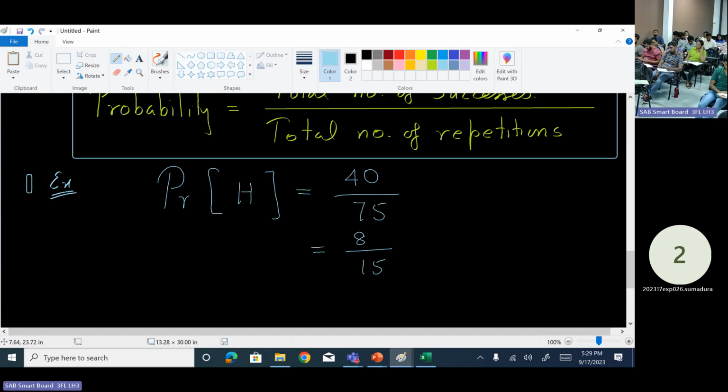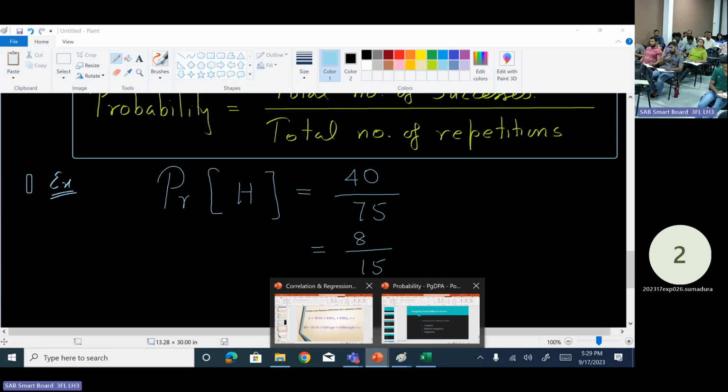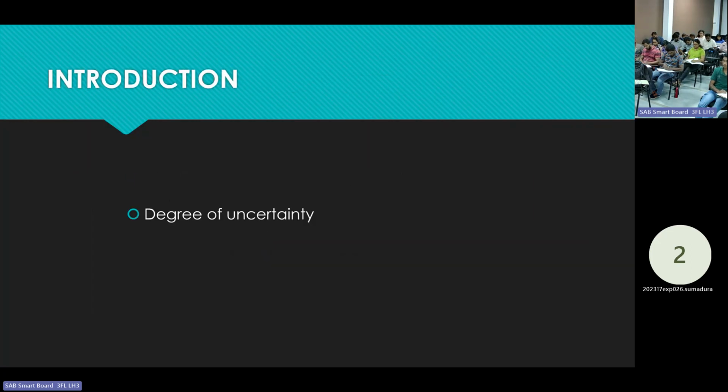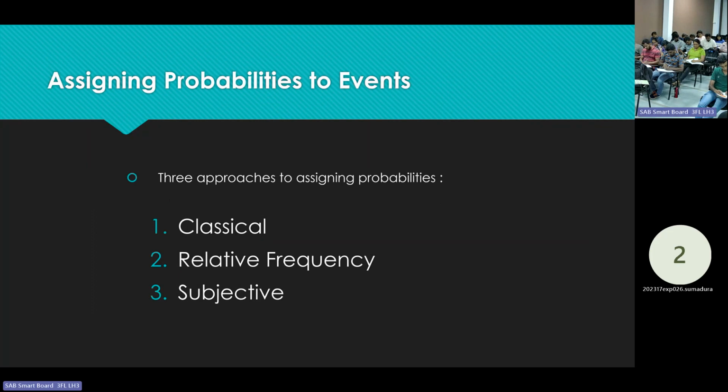So two approaches are done. The first one is the classical approach, which you can use even if you do the experiment once. The relative frequency approach you can use when you repeatedly do the experiment. Third one, subjective approach.